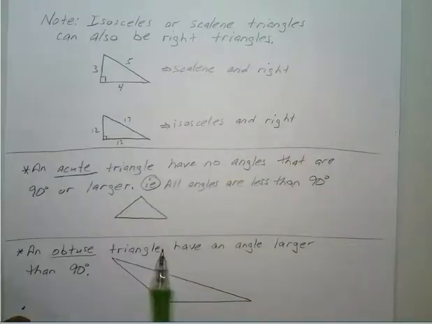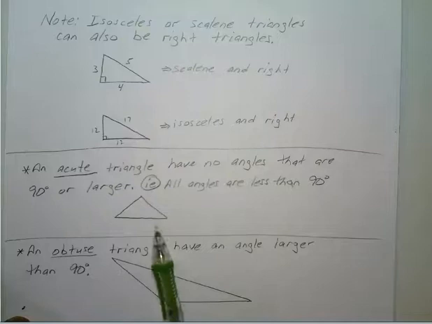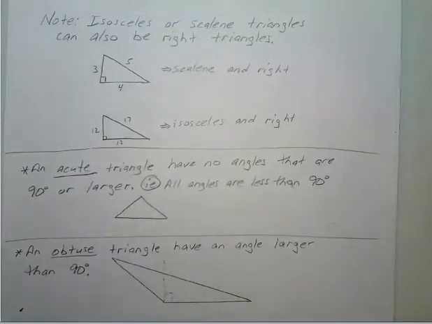So here we see that the angle goes past the 90 degrees. And usually you can just visualize it and tell if it's obtuse or if it's acute, the same way you could with an angle that's greater than 90 degrees or less than 90 degrees.